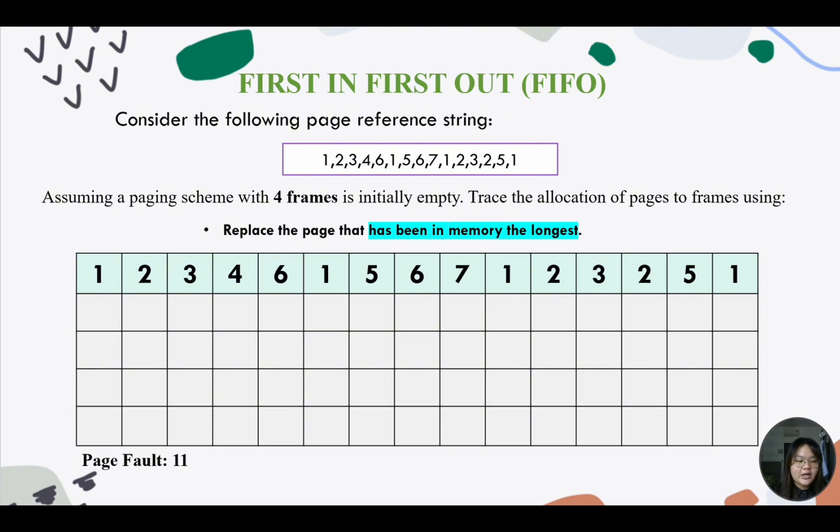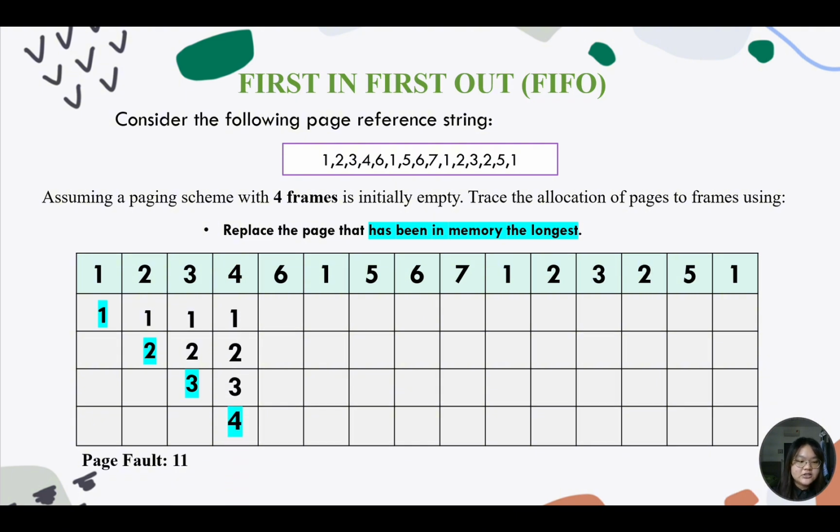First in, first out is to replace the page that has been in memory the longest time. Then we have 4 frames, so for each frame we can insert one page. We insert the first page as 1 into the first frame. Then the highlight is the page fault. Page fault is the page that only appears for the first time. Then the number 2 we bring to the second frame. Then the number 3 we also bring to the third frame. Then the number 4 we bring to the fourth frame.